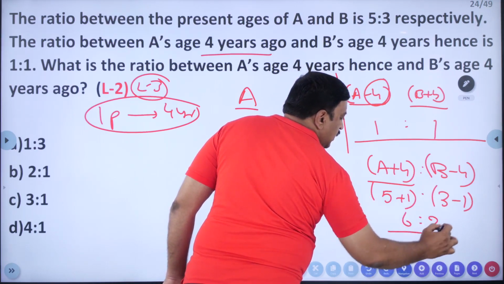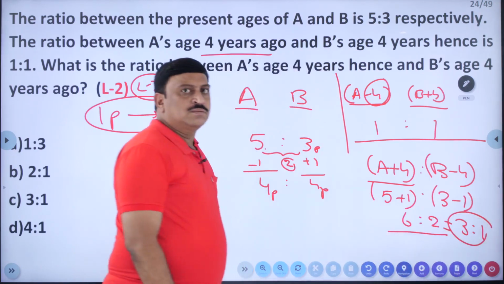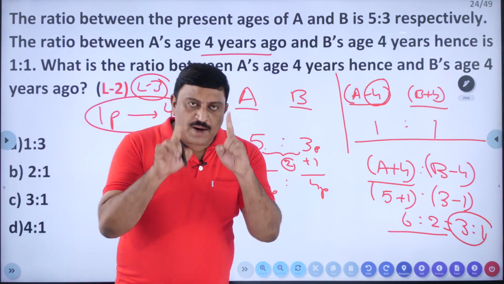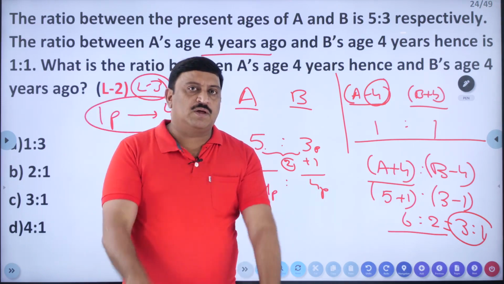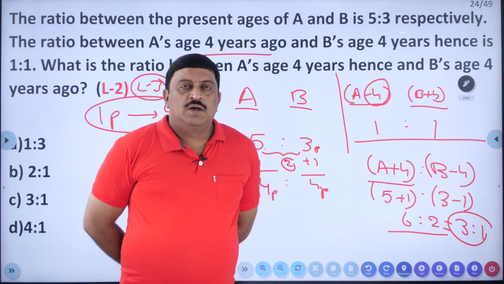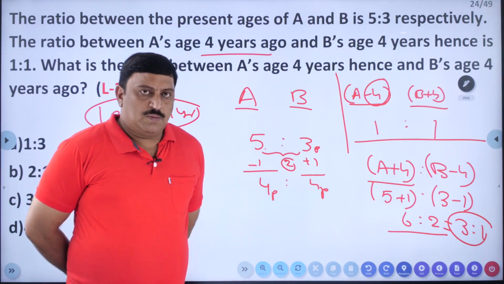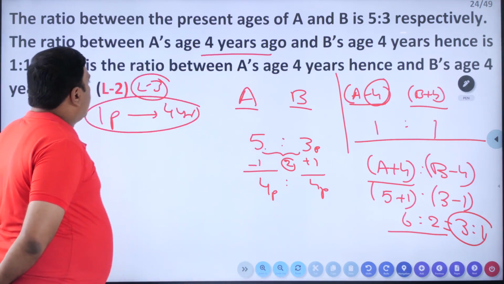That is, it is nothing but 3 is to 1. Nobody can do this one. Nobody will give this question in this way. If it is so, just post to my classes. Okay, this is the way you can do.